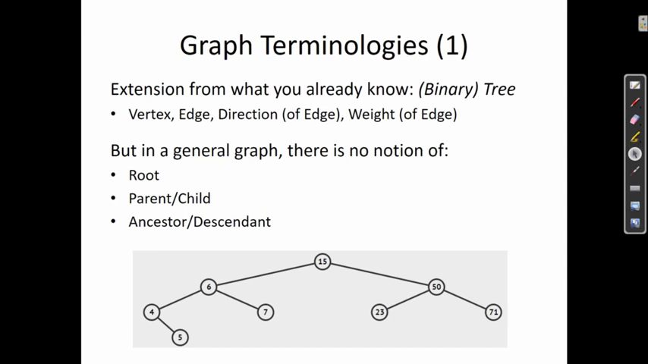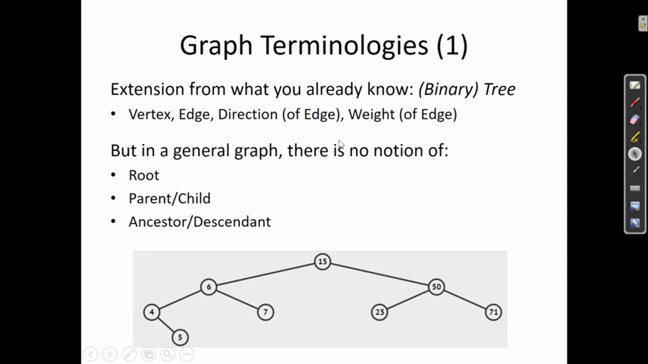And basically, what's a graph? A graph is basically an extension of what you have already learned. It's an extension of a tree, or you can say it's a generalization of a tree. In a tree you have your vertices and then you have the edges connecting them. Same thing in a graph: you have the notion of vertices, the notion of edges, the notion of direction of edges, and then you also have the notion of the weight of the edges.